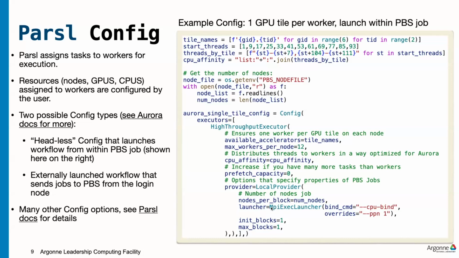The last piece is how you are launching the workers. In this case, where we just have one worker per tile, we do this with the MPI exec launcher. There are different launching strategies within Parcel, and if you go to the Parcel documentation, you can find a lot of details on that. Also, in our Aurora documentation, we have a few different options and flavors of this. For example, if you want to run an MPI application, we have an example of how you make your workers use multiple nodes.